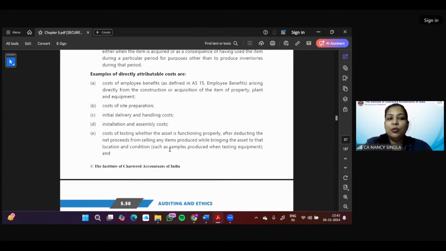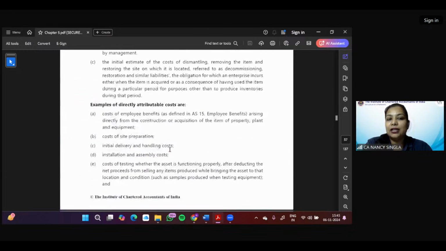Now, quickly tell me, what are the costs that are directly attributable to the cost of the asset? If I ask you cost for site preparation, quickly send in your replies. I'll ask whether it shall be included in the cost or not. You just write yes or no. So cost for site preparation. Send in your replies. Absolutely correct, Bhumika, Swati, Sukaina, Shoaib, Amrit, right. Installation and assembly cost. Yes, okay. The answer to the first one was also yes.